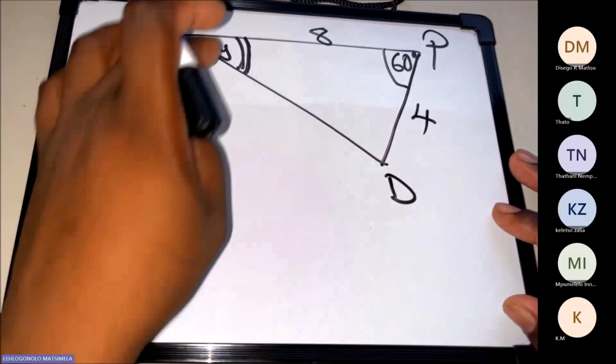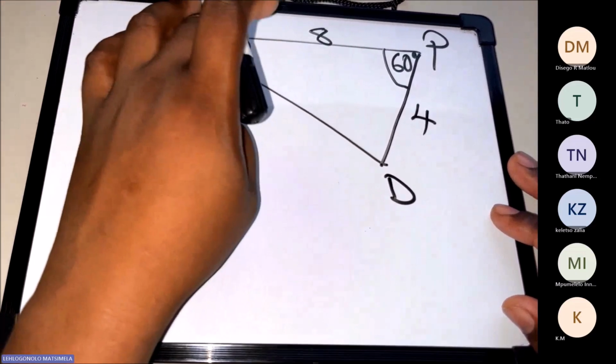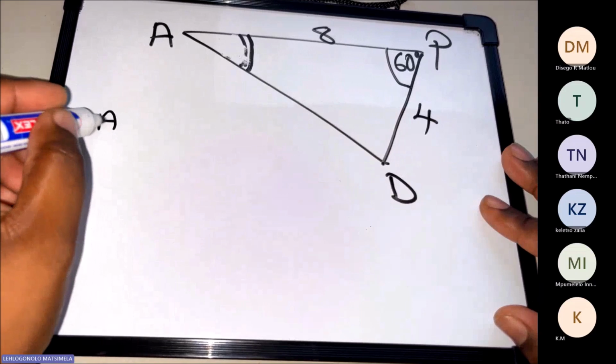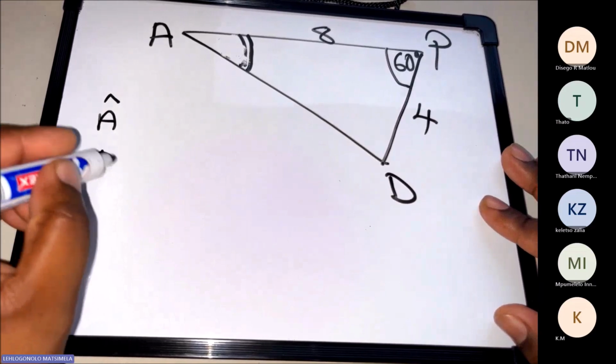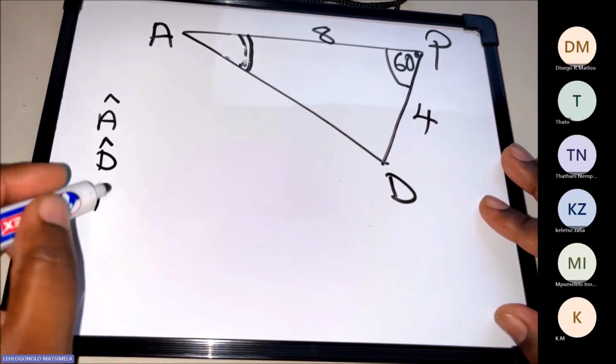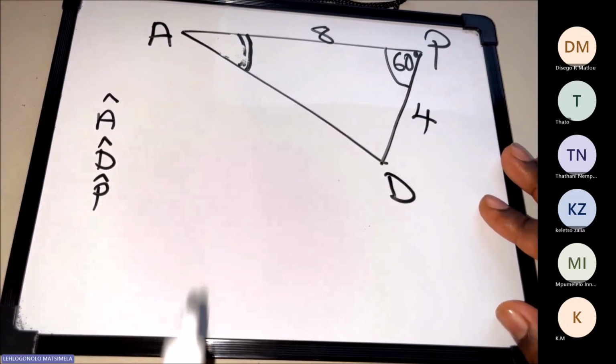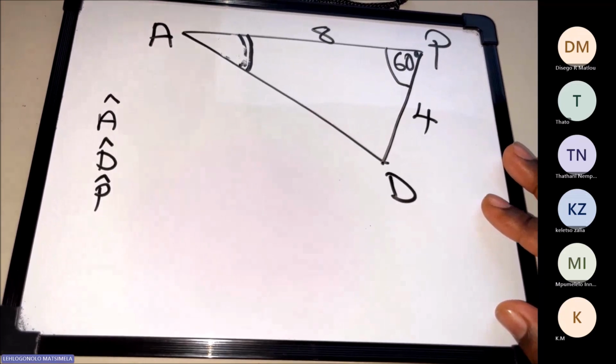With reference to angles, let me remove the axis and the other one. We have angle at A, angle at D, and angle at P. That's why I'm putting these caps. It's only when it's one triangle that we can use that. Then if you go to the original diagram, it has two triangles.